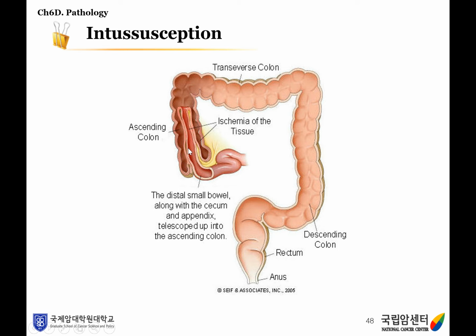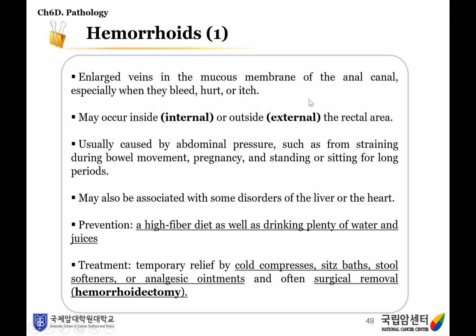So this figure shows intussusception. So you can see the ischemia of the tissue because of the intussusception. So the distal small bowel, along with the cecum and appendix, telescoped up into the ascending colon. This condition is called intussusception.